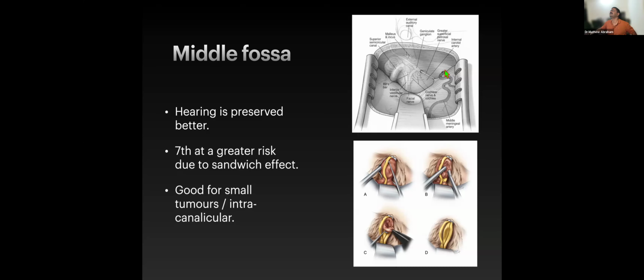So here the anatomy focuses around two aspects. That is, you have to find the greater superficial petrosal nerve and the arcuate eminence. The arcuate eminence is a marker for the superior semicircular canal. I hope my pointer is visible. There is a triangle here, and there's a bifurcation on the triangle. If you go along the midline of the triangle, you can expose the very edge of the petrous ridge. This is the line of the internal auditory canal, and you can drill that and expose it.